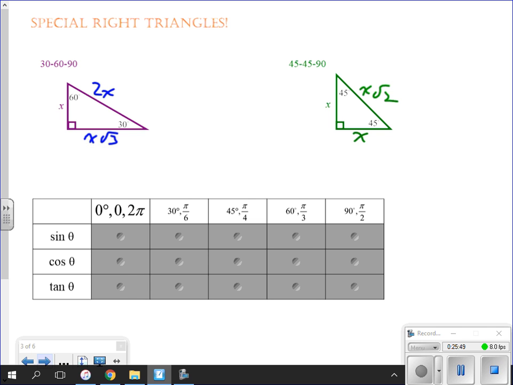Now, for example, let's say we're looking at the sine of, actually, let's do this one. We'll do the cosine of 30 degrees. Cosine of 30 degrees.